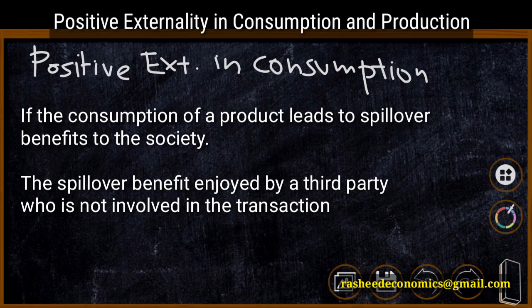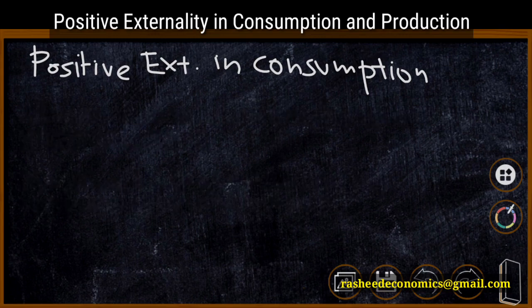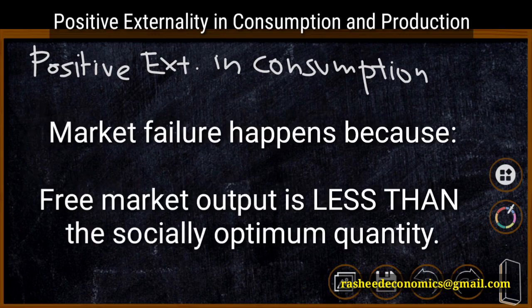In case of positive externality, a market failure happens as a result of the free market production being less than the socially optimum quantity. The social optimum quantity is more, the economy now is producing less than optimum. That is the problem of positive externality, which will lead to the market failure.